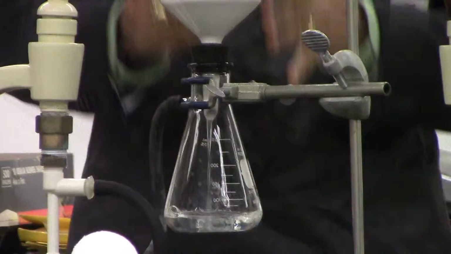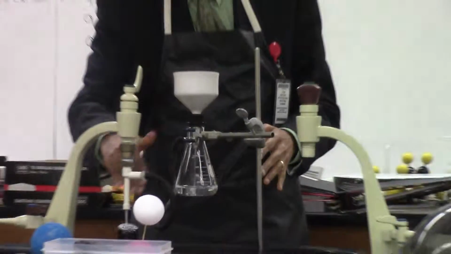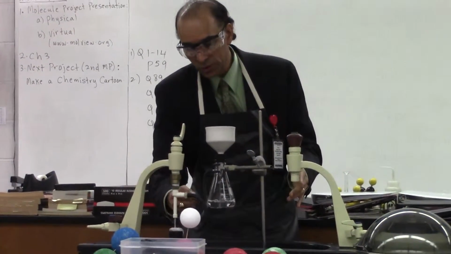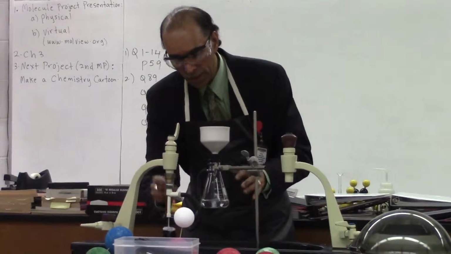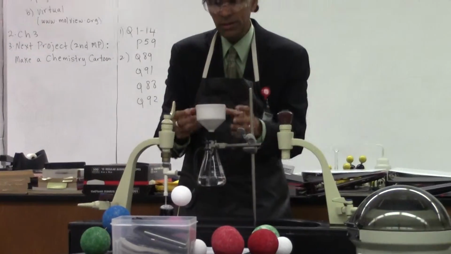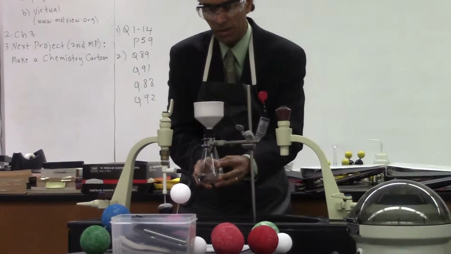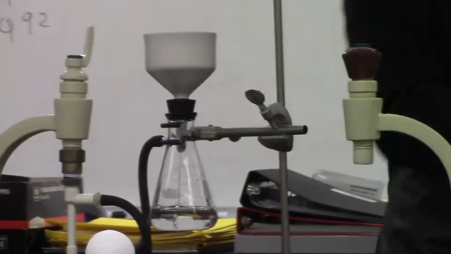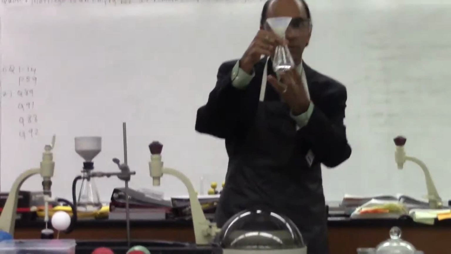This speeds up the whole process of filtration because this is the method of suction filtration. As the water is going downwards, it's pulling air from the tubing, and the air is pulled out from inside of the flask, which causes the liquid to be sucked into the Erlenmeyer flask. So this is a much faster process using suction filtration as compared to gravity filtration.